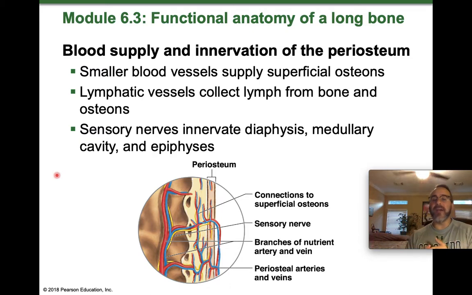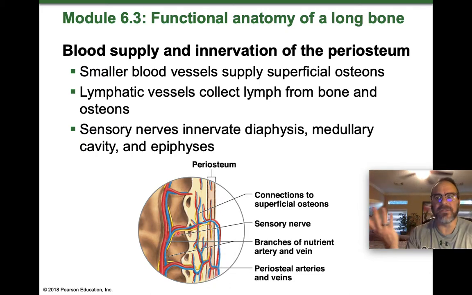They also have lymphatic vessels that are going to collect the lymph from the bones and the osteons, and they also contain those sensory nerve fibers that we were told were the only nerves that innervate the bone. The sensory nerves are going to innervate at the diaphysis, the medullary cavity, and the epiphyses as well. And as you can see here, the yellow, I can't even think of my colors, it's Saturday night. The yellow is what's describing the nerve.